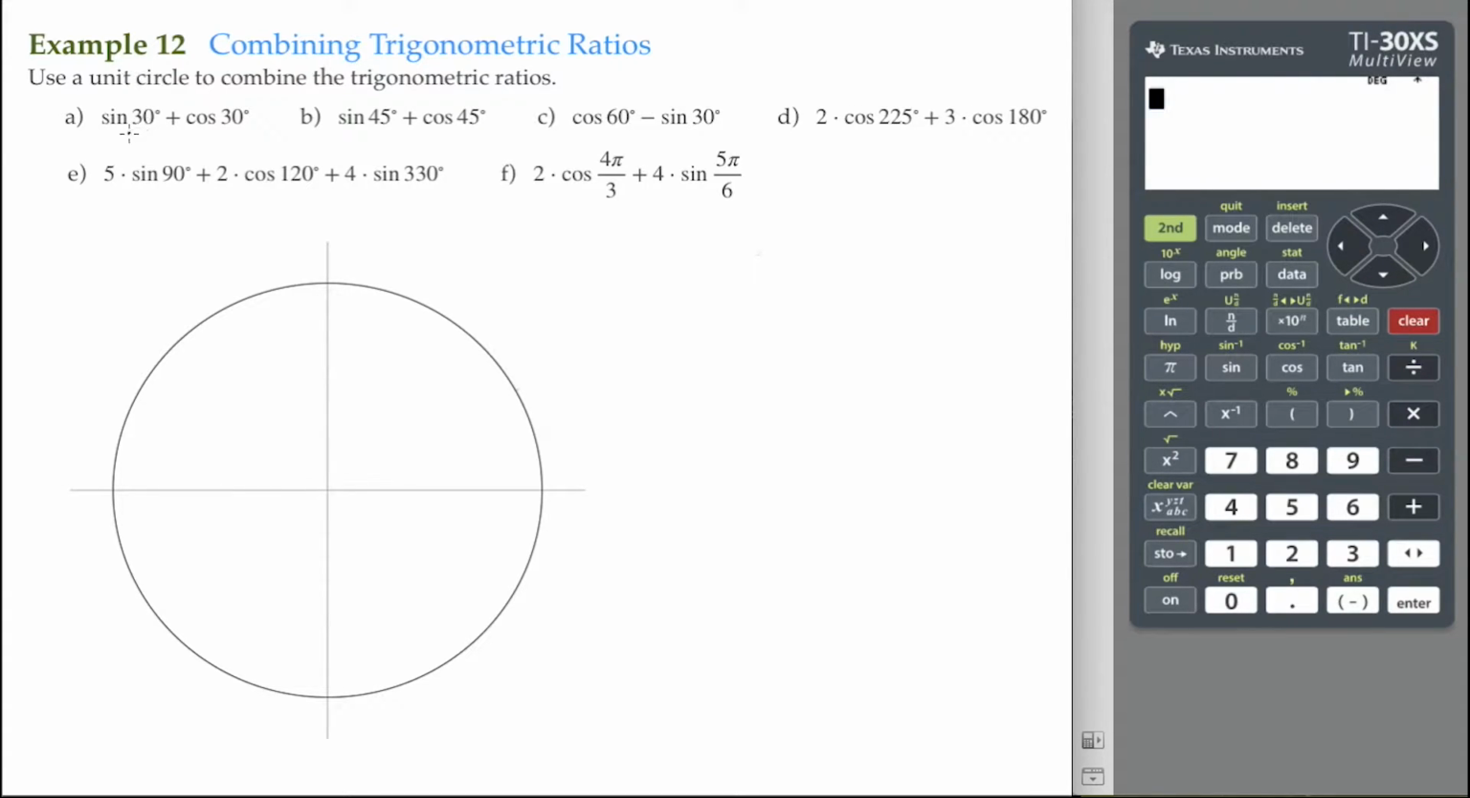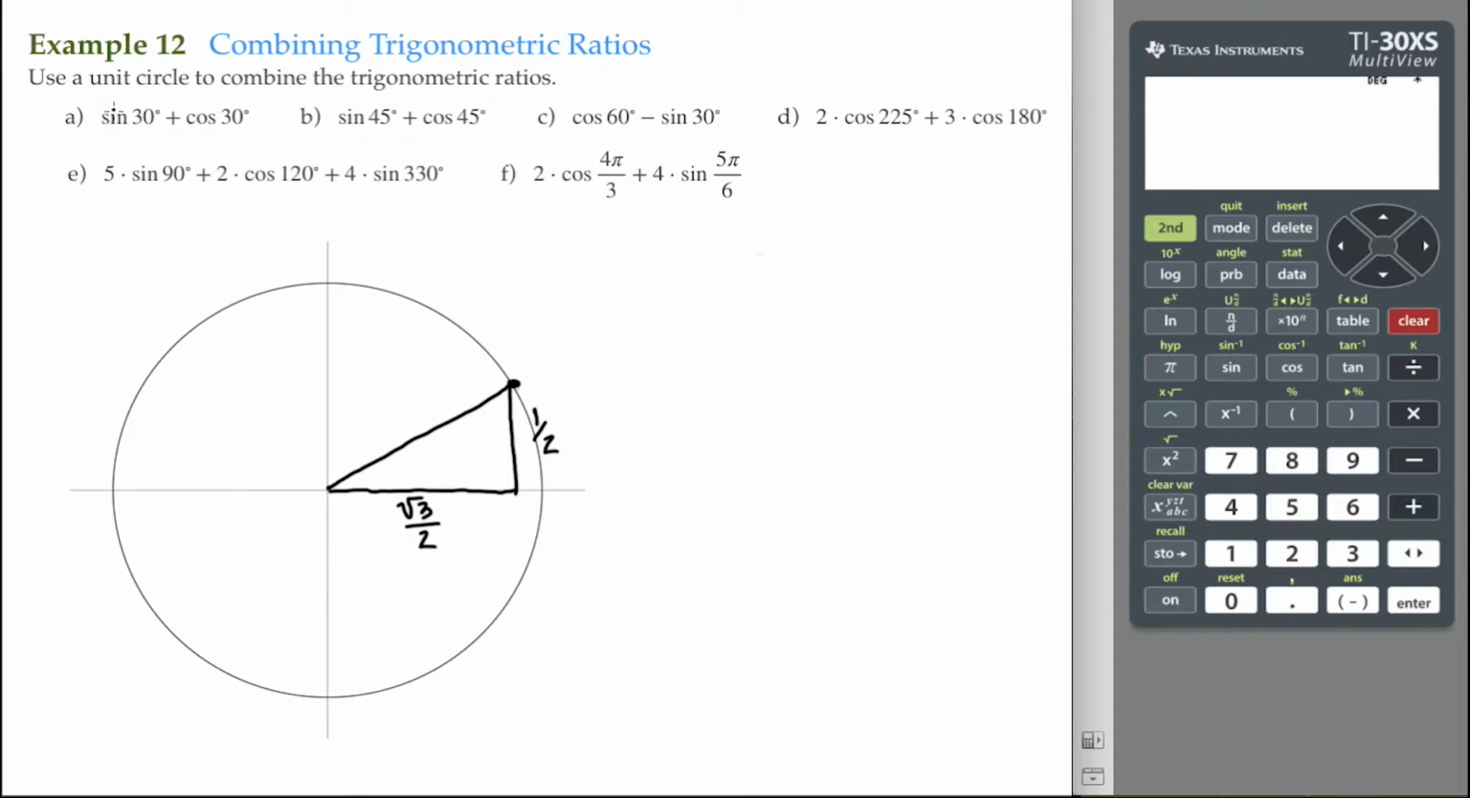So for letter A, we have the sine of 30 degrees plus the cosine of 30 degrees. So I'm just going to put in 30 degrees here. And of course, that's going to make a special right triangle, a 30, 60, 90 special right triangle. The pattern for our special right triangle here, this is going to be 1/2. And this is going to be the square root of 3 over 2.